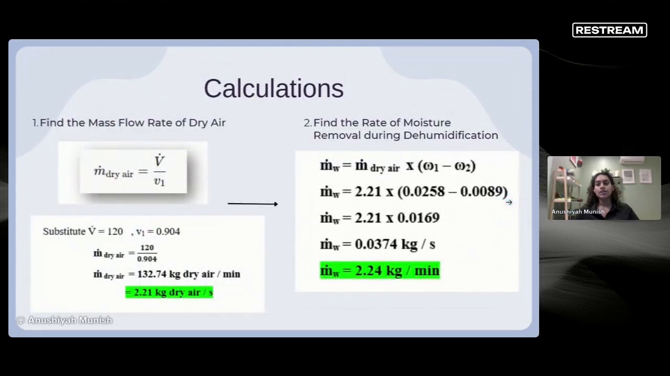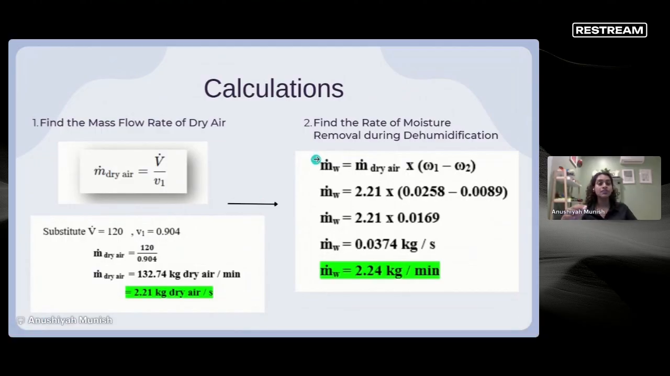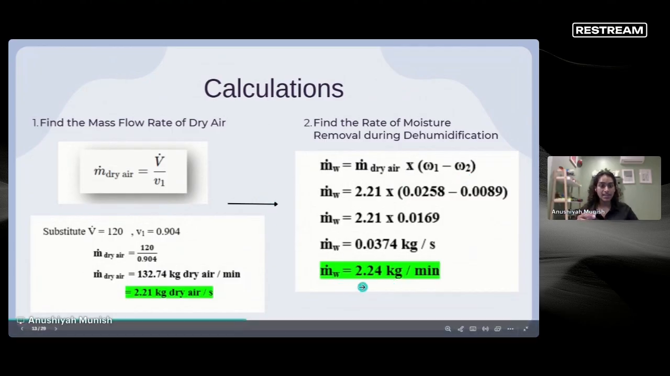Okay, calculations. So this is the formula to find the mass flow rate of dry air. By substituting the values that we already have, our mass flow rate of dry air is 2.21 kg dry air per second. Using that, we can next find the rate of moisture removal during the dehumidification process. This is the formula given, and we just need to substitute the values that we already have. This is our humidity ratio of state 1 and state 2. And the value that we get is 2.24 kg per minute.